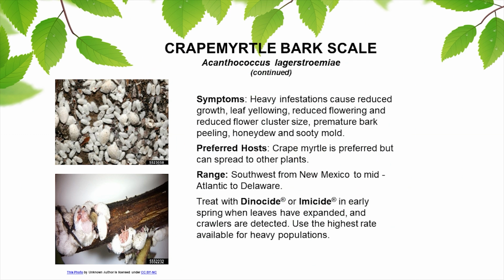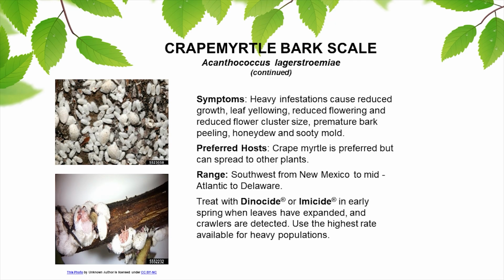Heavy crapemyrtle bark scale infestations can cause reduced growth, leaf yellowing, reduced flowering and reduced flower cluster size, premature bark peeling, honeydew, and sooty mold. Crapemyrtle scale's preferred hosts are crapemyrtle, but they will spread to other adjacent plants. They may be found from New Mexico to Mid-Atlantic to Delaware.